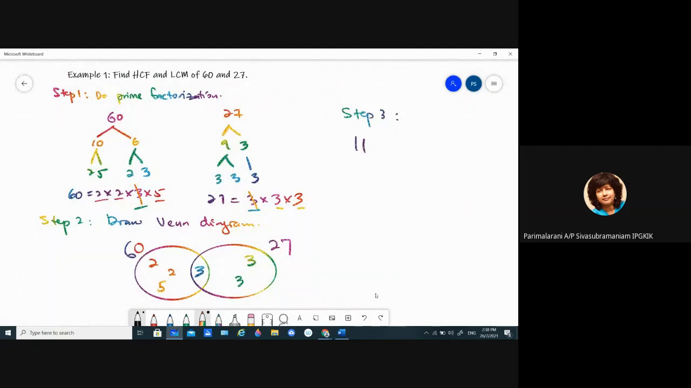From here, our HCF is 3, or we can write it like this. This is a good way to write that. The notation HCF for 60 and 27 is equal to 3. LCM for 60 and 27 will be all the other factors other than 3, okay? So LCM is 2 times 2 times 5 times 3 times 3.